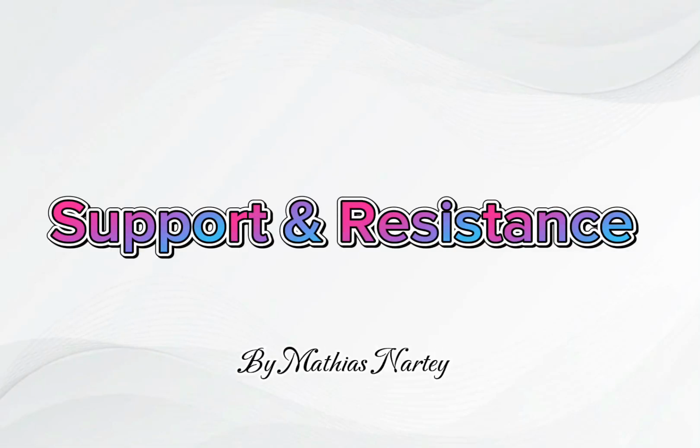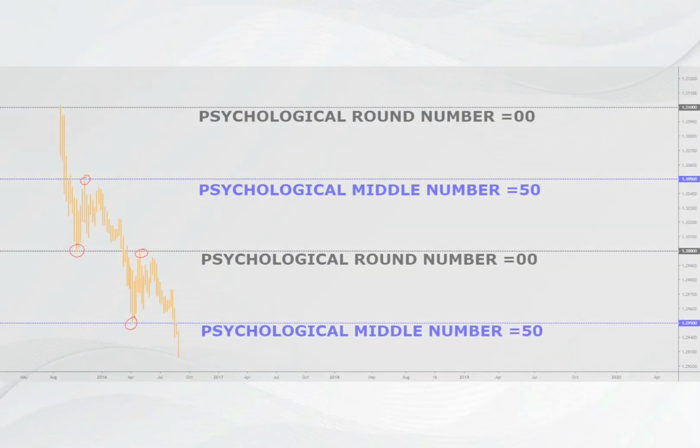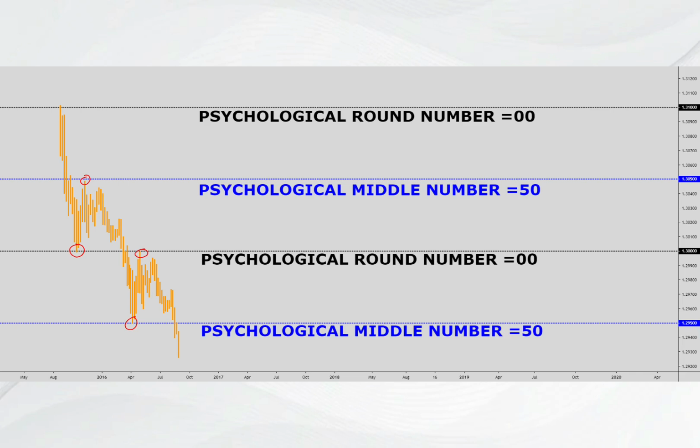So psychological levels, or support and resistance levels, are specific price levels that end with significant round numbers or zeros, and these levels act as barriers where traders and investors place their buy or sell orders. It's based on common human behavior. Based on psychological behavior, humans tend to place their buy or sell orders around a specific number ending with zeros.